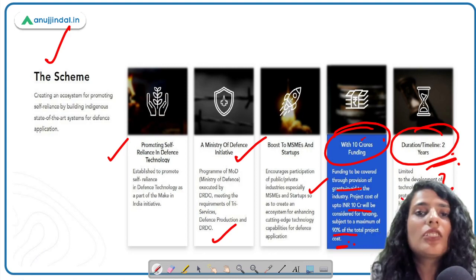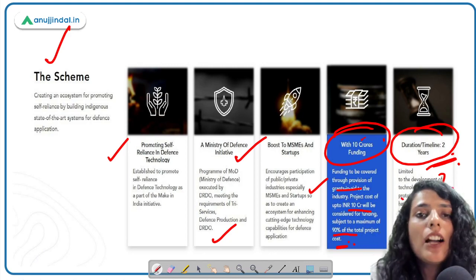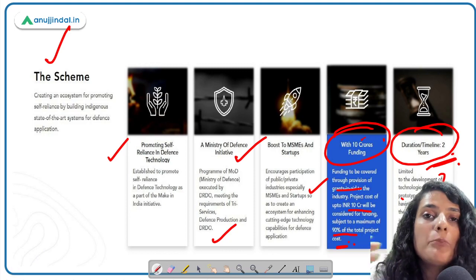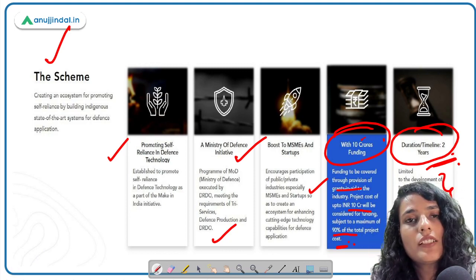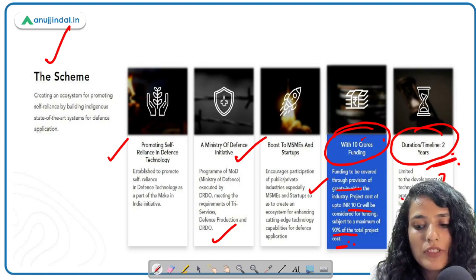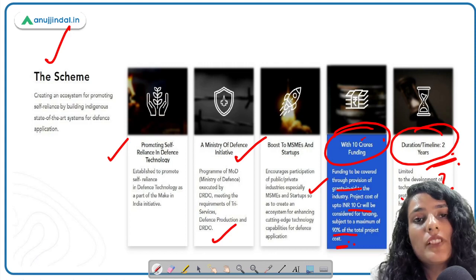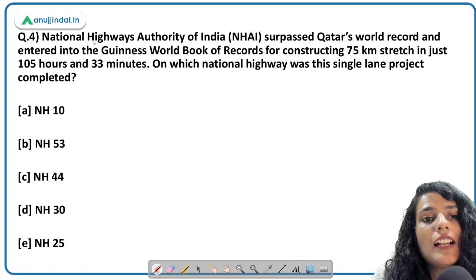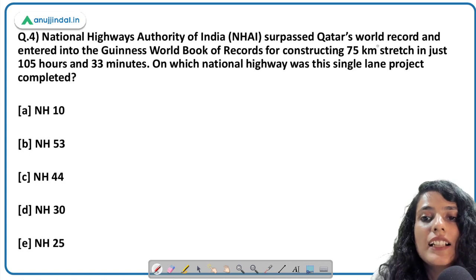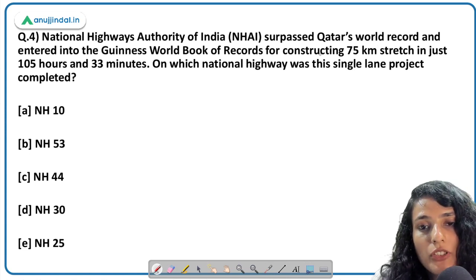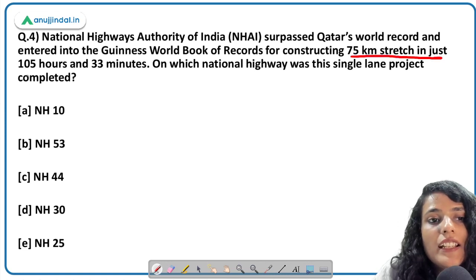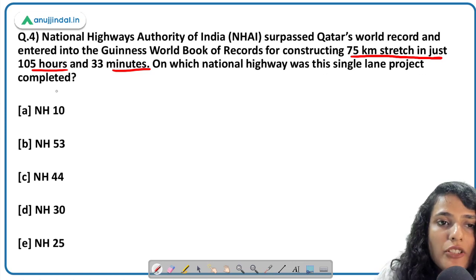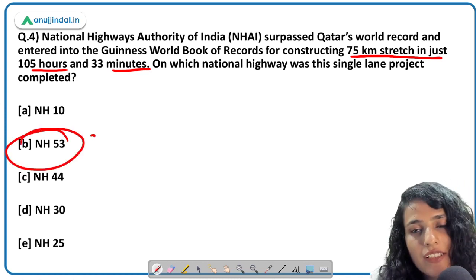Of course there is also a very exhaustive process, a very long and exhaustive process, under which the Ministry of Defense studies and approves various defense related products or sub parts or components. So let's not go into the detail, but when it comes to defense manufacturing, time limit plays a very, very crucial role. Moving on to the next question, we have the National Highway Authority of India. It surpassed Qatar's world record and entered into the Guinness World Book of Records, constructing a 75 kilometer stretch in just 105 hours and 33 minutes. On which national highway was the single lane project completed? National Highway 53, that is located in Telangana.